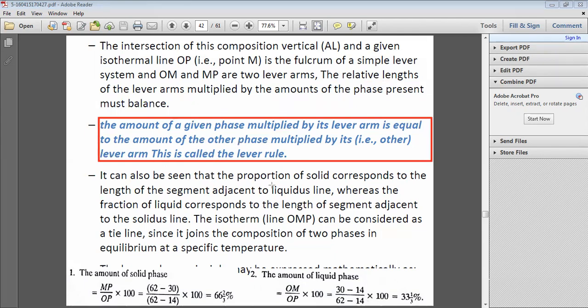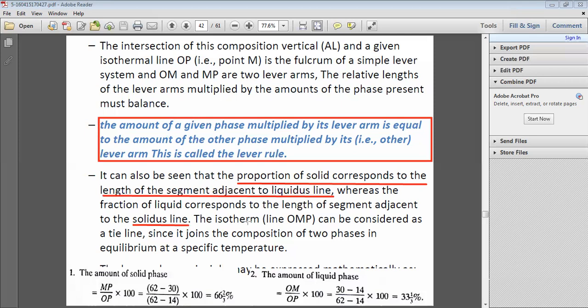It can also be seen that the proportion of solid corresponds to the length of the segment adjacent to the liquidus line. So we have seen that the proportion of solid corresponds to the length of the segment adjacent to the liquidus line, whereas the fraction of liquid corresponds to the length of the segment adjacent to the solidus line. So there must be a balance between the liquidus line and the solidus line.